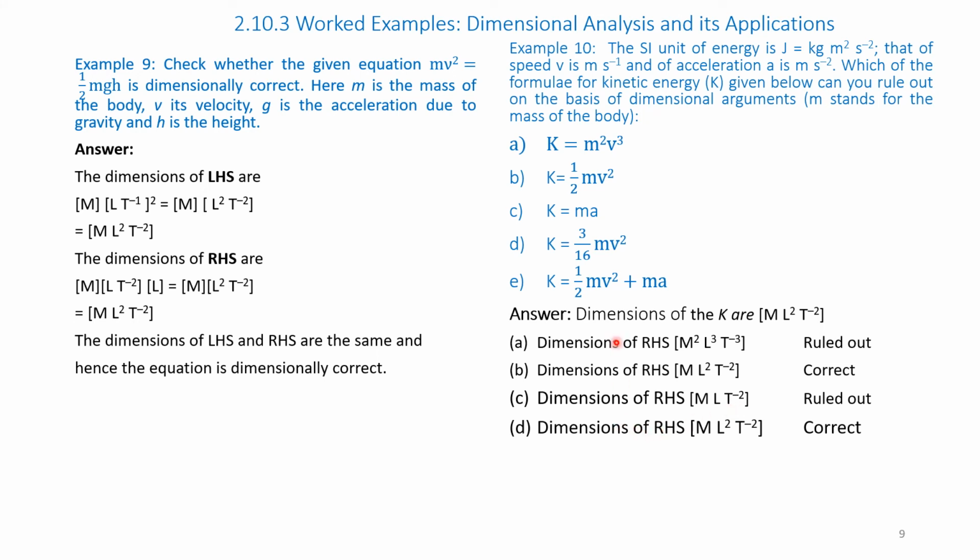In the fourth case, that is D, K is equal to 3 by 16 mv square. M is capital M and velocity is L square T to the power of minus 2. This is correct. E is K is equal to half mv square plus ma. No proper dimension due to addition. This addition does not have two different dimensions. ma is force, half mv square is energy.